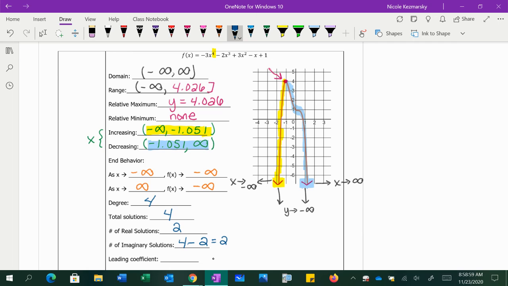And then leading coefficient, I go up to the top. I find that exponent that was our degree. I look at the number in front of the x, and that number in front of the x, -3, is our leading coefficient.